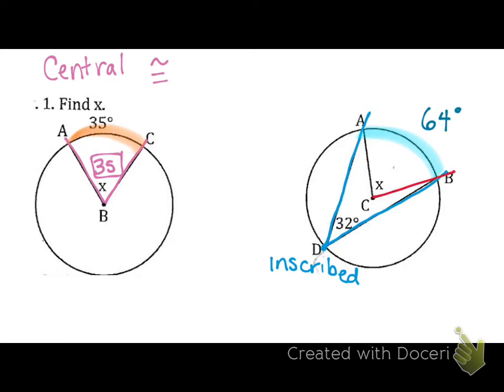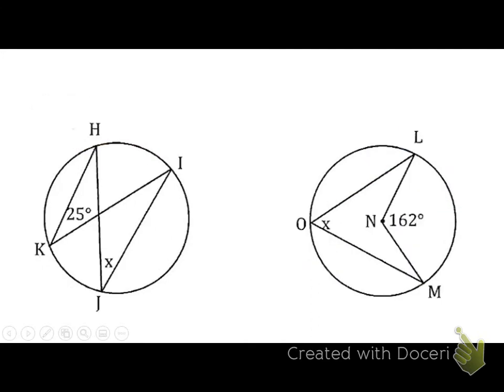We want to find x. What kind of angle is x? It is central. And what do we know about central angles? They're congruent to their arc. So then what's the measure of x going to be? 64. So sometimes you have to find something else before you find your answer. I believe we have 3 more pictures. Yes, these 2 and then 1 more. Go ahead and draw these 2.